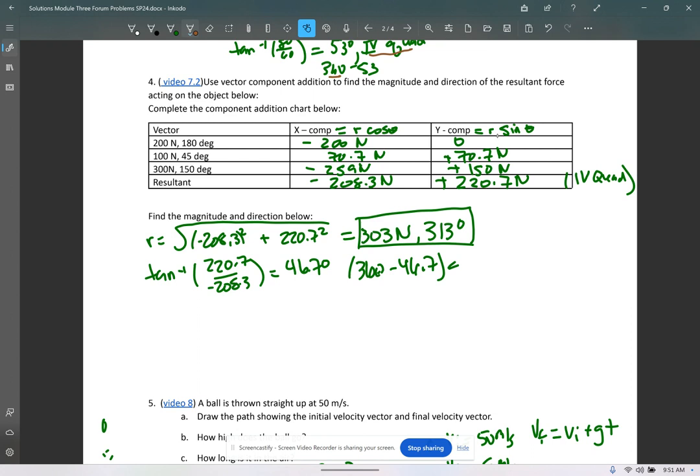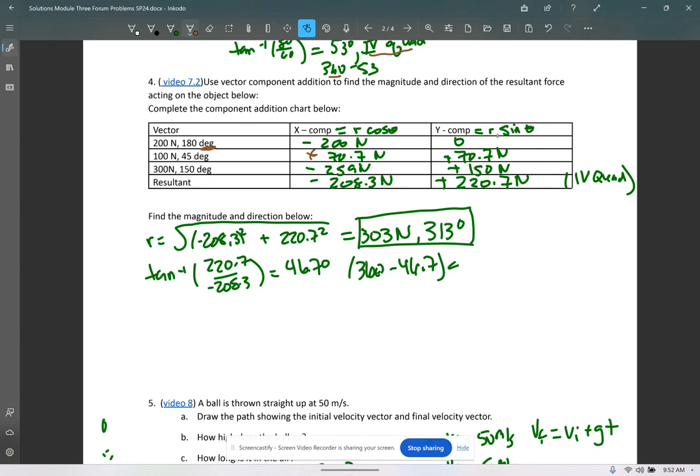So 200 times the cosine of 180, 200 times the sine of 180, 100 times the cosine of 45, 100 times the sine of 45, and so forth. Now, I want to just make sure that you understand that this is in degree mode in your calculator. So if you didn't do that, you may have gotten radians, and that would be wrong. So make sure you're in degree mode.